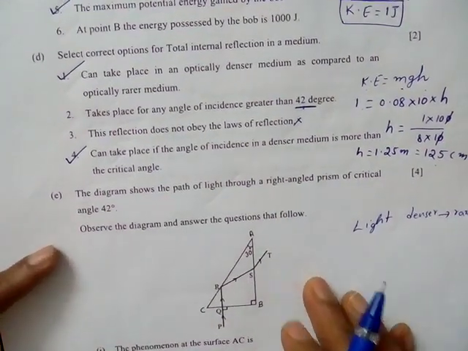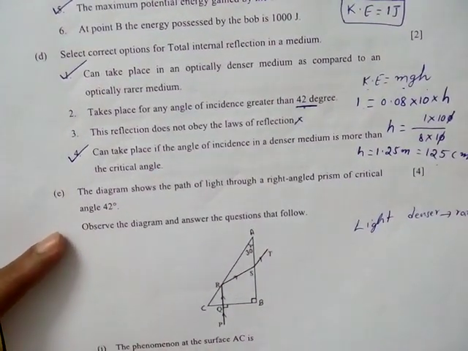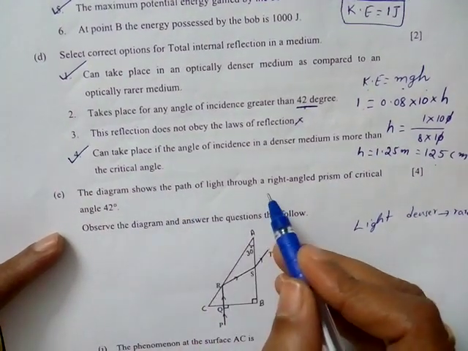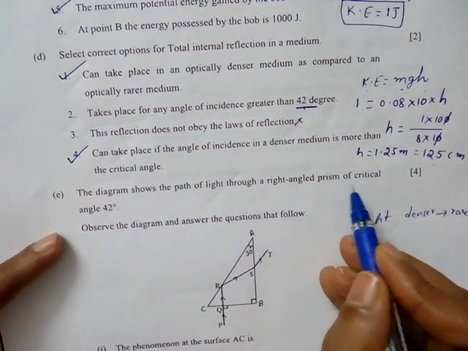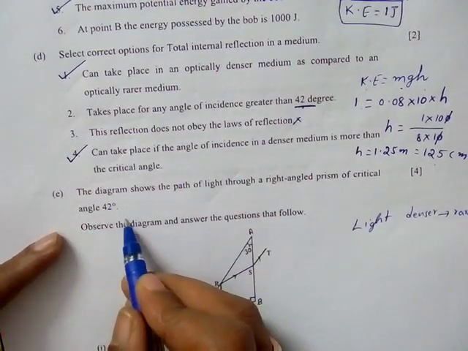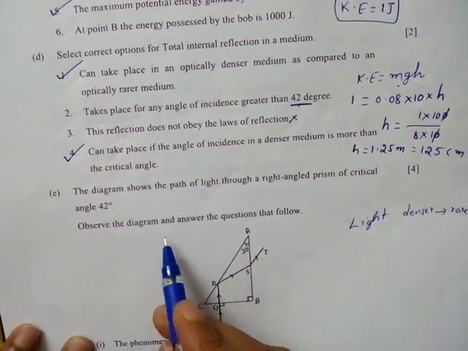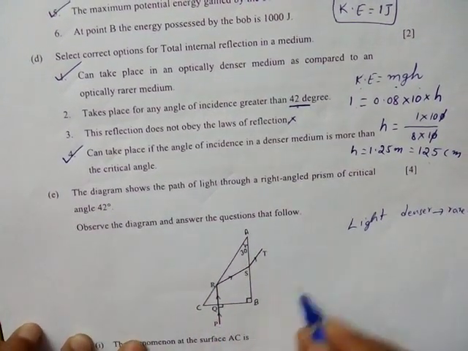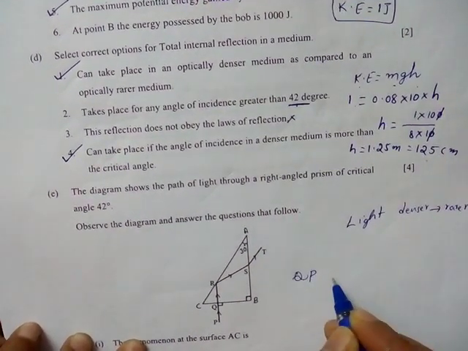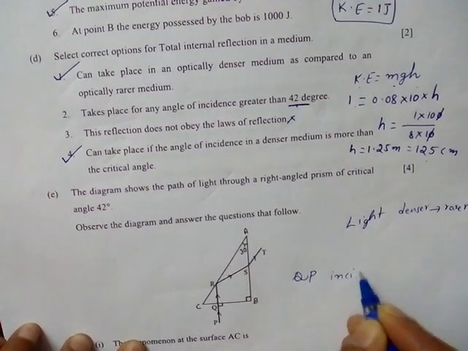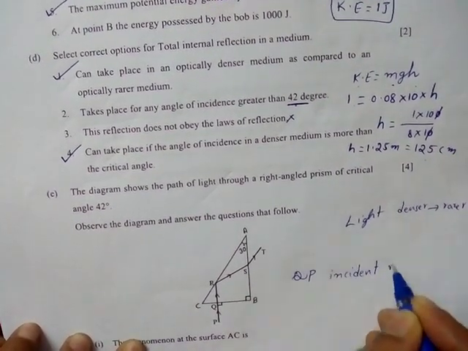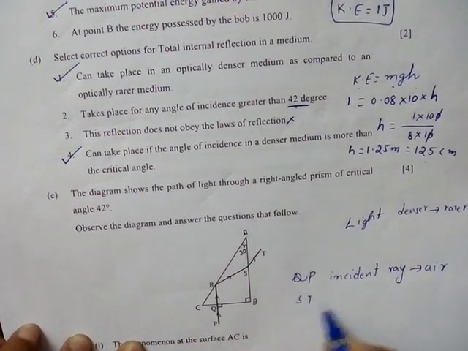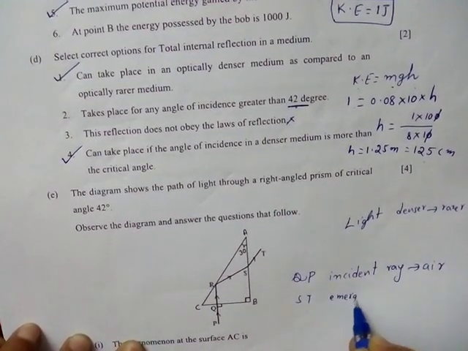Next, they have given E. One diagram. The diagram shows the path of light through a right angled prism of critical angle 42 degree. Observe the diagram and answer the questions that follow. So this is the diagram. QP, incident ray in air. Next, ST, emergent ray in air.